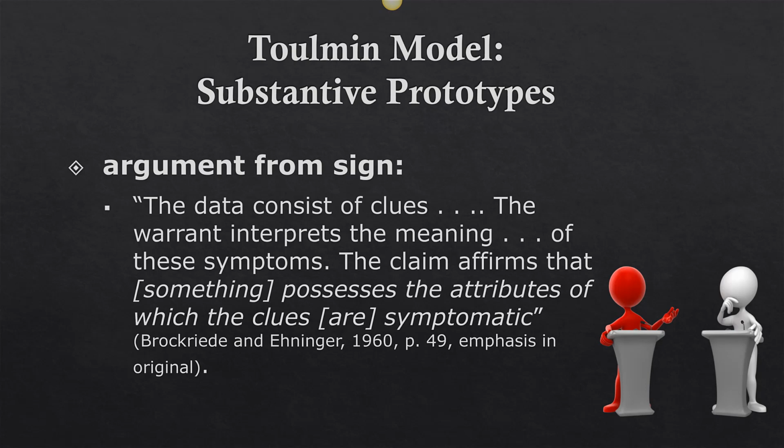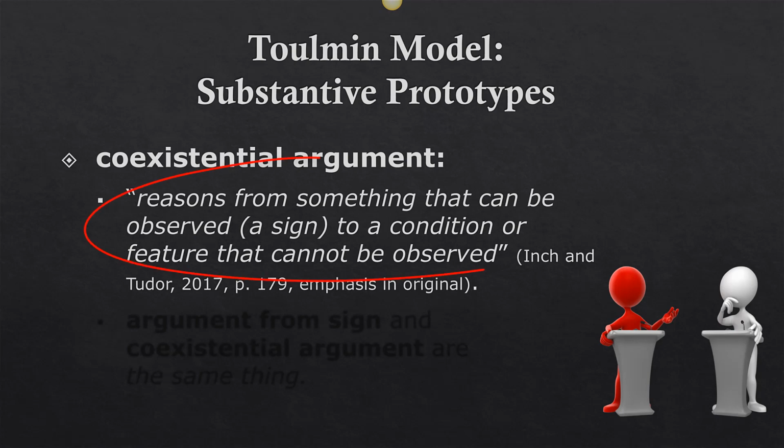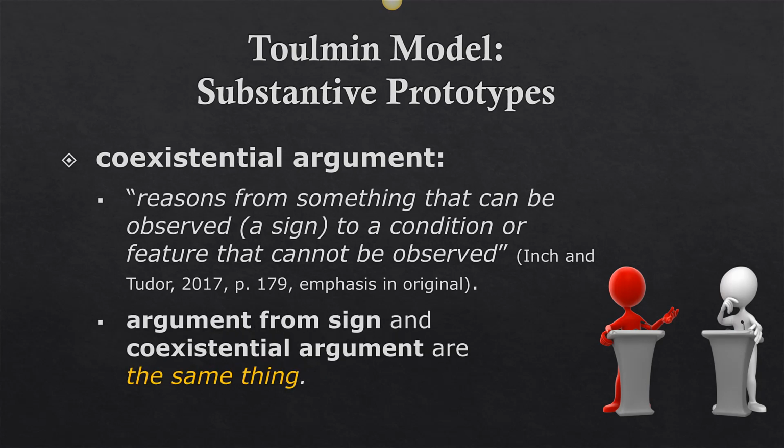Inch and Tudor talk about this kind of argument as coexistential argument, which reasons from something that can be observed, a sign, to a condition or feature that cannot be observed. So it's important to note, as we're sorting out these definitions, in case you're getting confused, that argument from sign and coexistential argument are the same thing. They're two different terms talking about the same kind of logical reasoning.